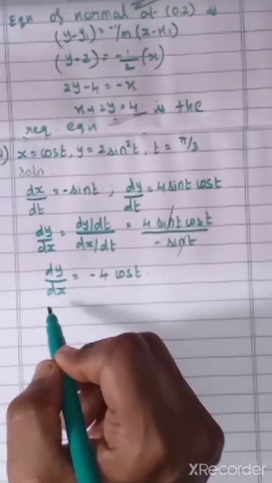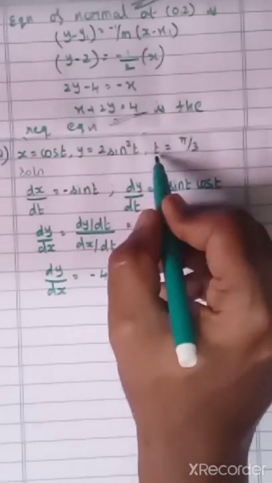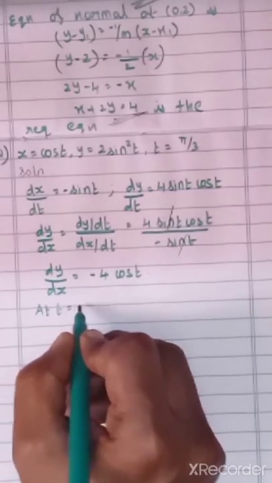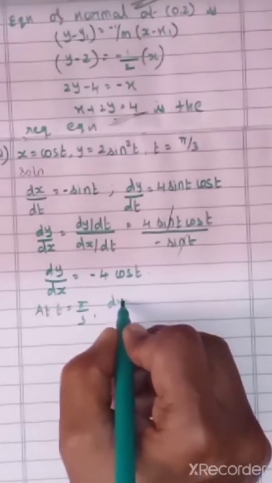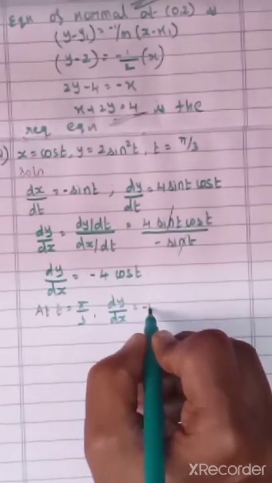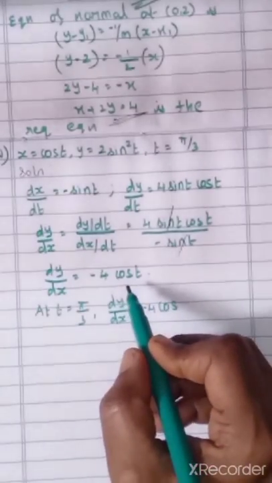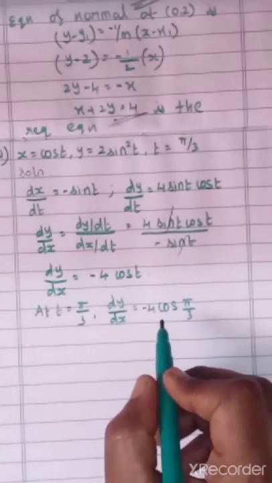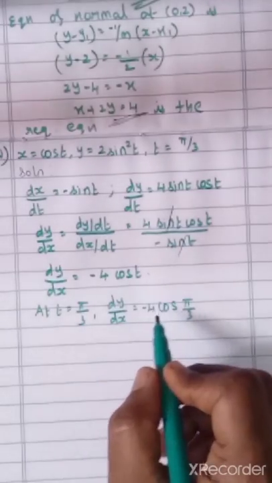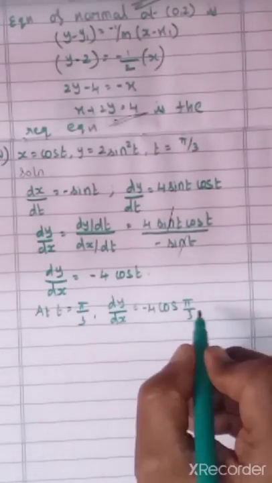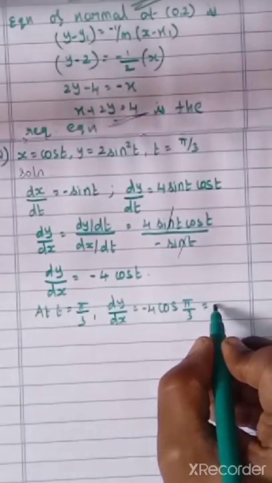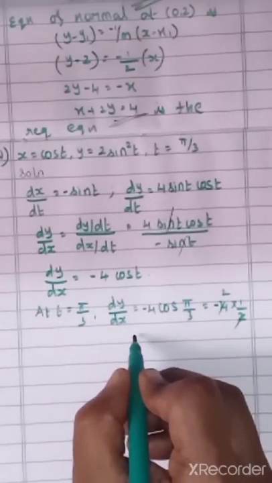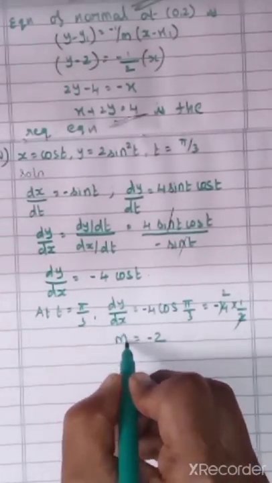So dy by dx means your m value, right? Now at the point, t is pi by 3 is given. So at t equal to pi by 3, this dy by dx equals minus 4 cos, and instead of t, what you have to substitute? Pi by 3. Okay, what is cos pi by 3? Take your table and find the value of cos pi by 3. Cos pi by 3 is 1 by 2. So minus 4 into 1 by 2, and if you cancel, you will get the answer as minus 2. So what is your m value? Minus 2.